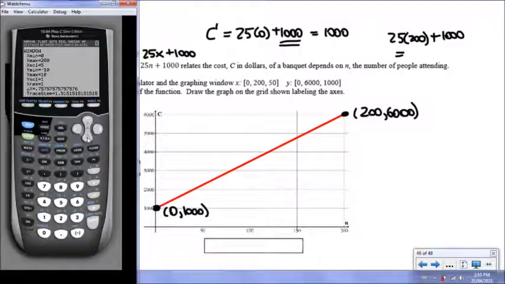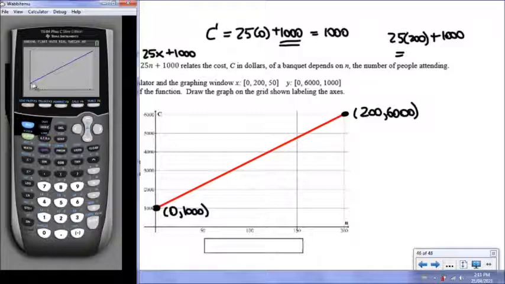Y min 0, y max 6,000, and y scale is 1,000. Now when I hit graph, hopefully something comes up. There we go. So that looks like what I have here.